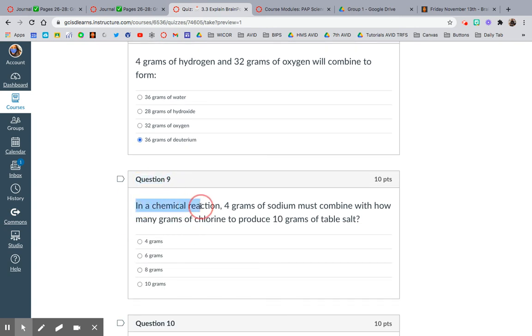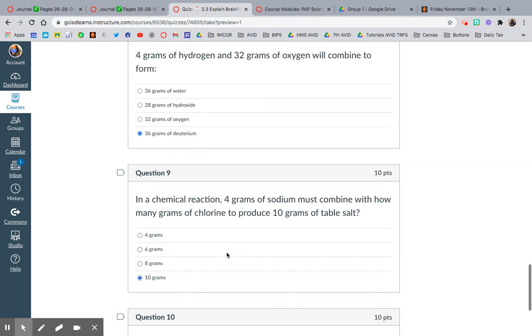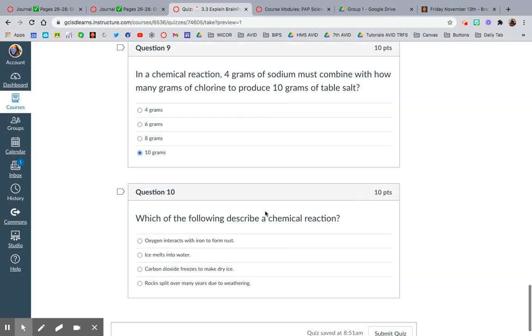Question 9. In a chemical reaction, 4 grams of sodium must combine with how many grams of chlorine to produce 10 grams of table salt? So y'all, sodium and chlorine together, sodium chloride, is table salt, NaCl. If I have 4 grams of sodium and I want 10 grams of salt, how many more grams of chlorine do I need? Do I need 4 grams, 6 grams, 8 grams, or 10 more grams of chlorine to make 10 grams of table salt?